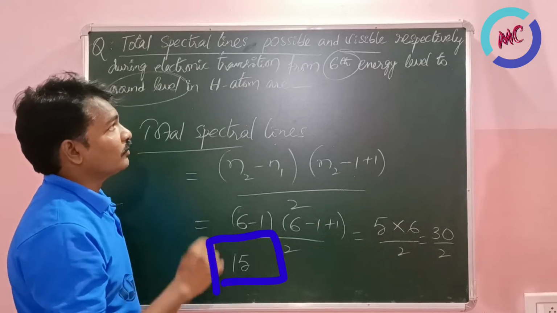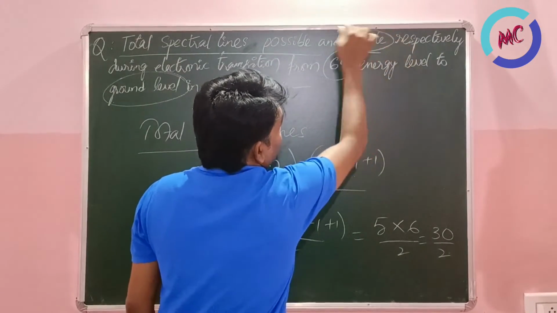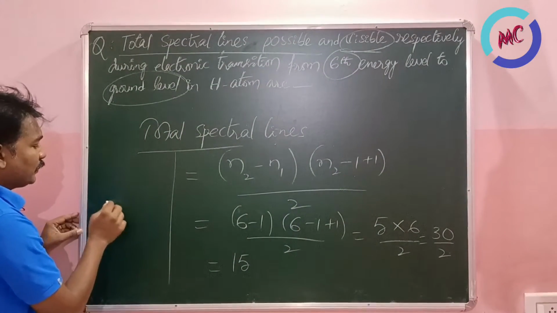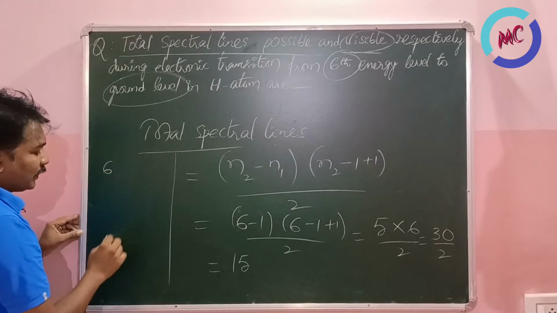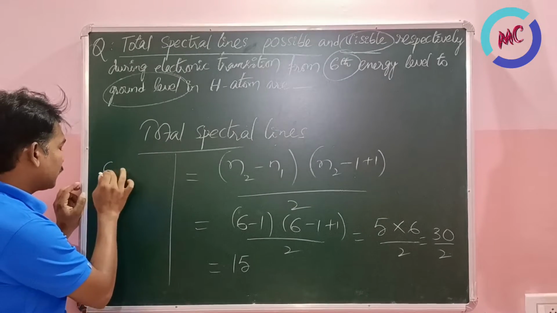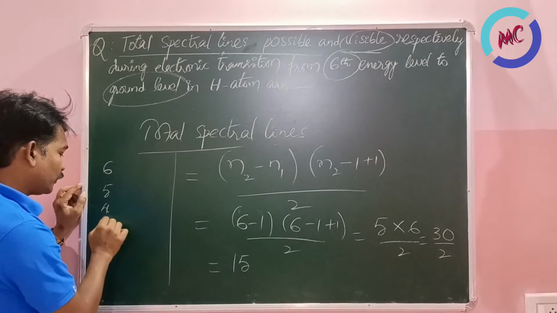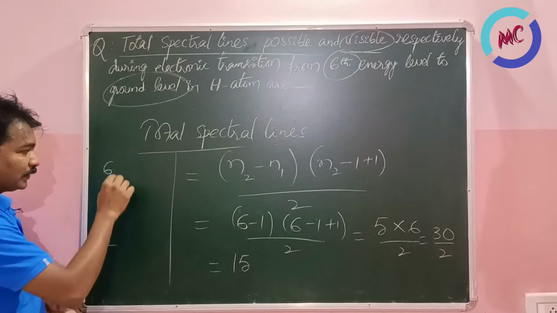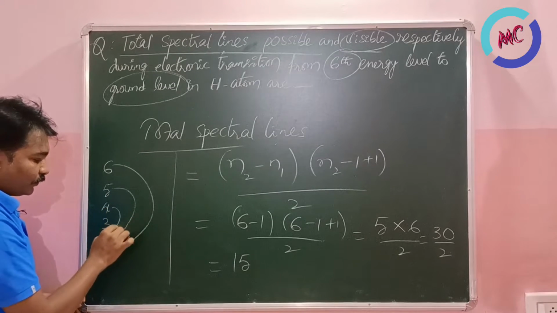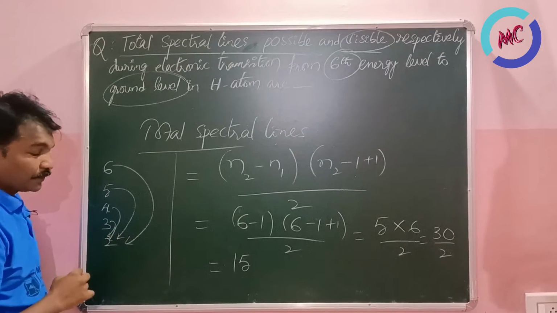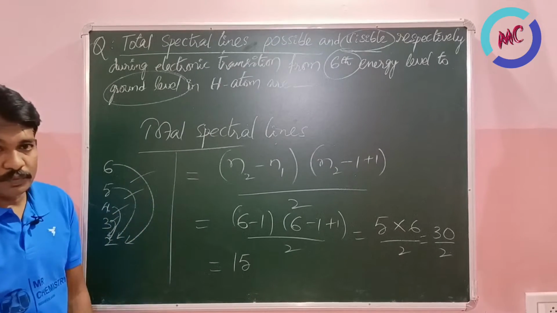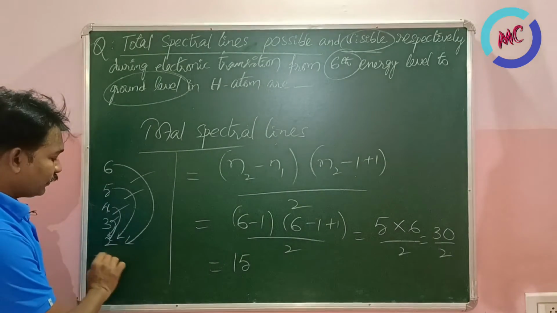Okay, and they are asking one more thing, that is how many visible lines are possible. See here, 6th energy level to 2nd energy level. In between how many are there? 6th one, 5th one, 4th one, 3rd one. 6th one to 2nd one, 5th one to 2nd one, 4th one to 2nd one, and 3rd one to 2nd one. How many lines are possible? 1, 2, 3, 4. 4 lines are possible in visible region.